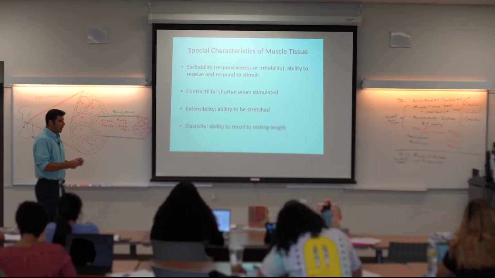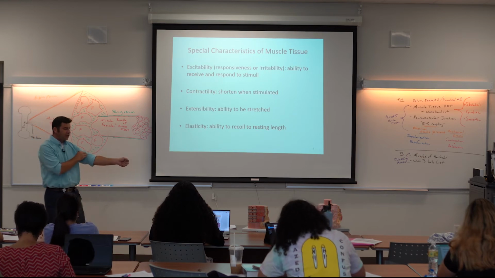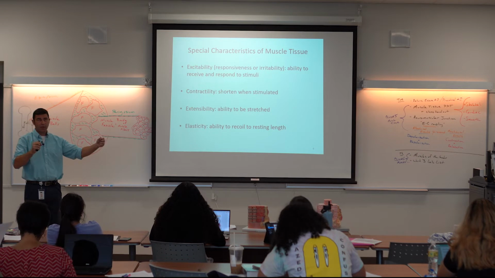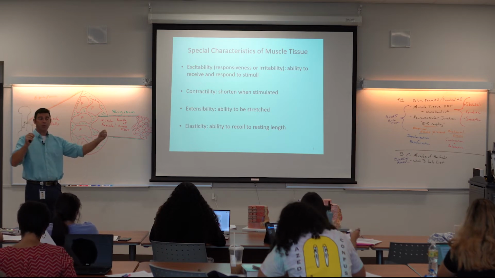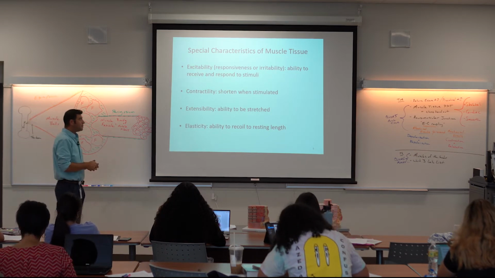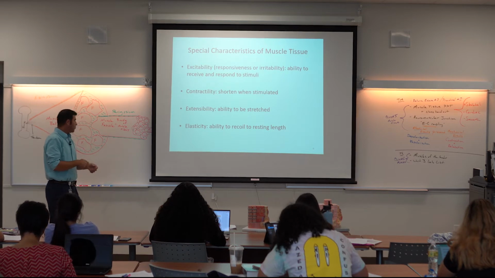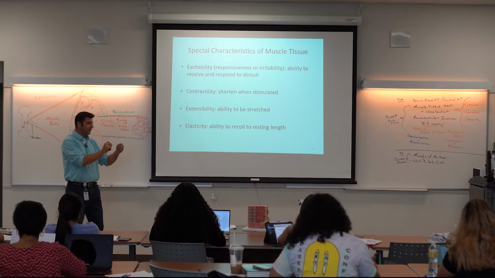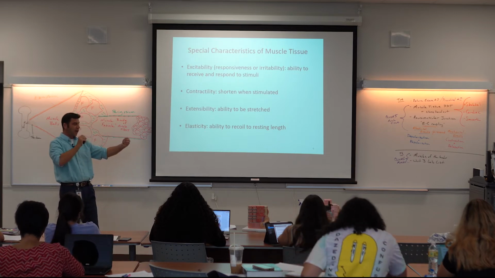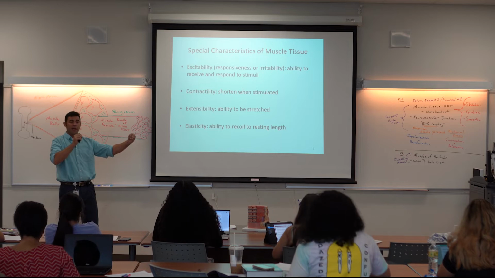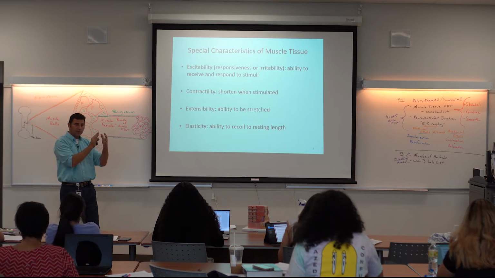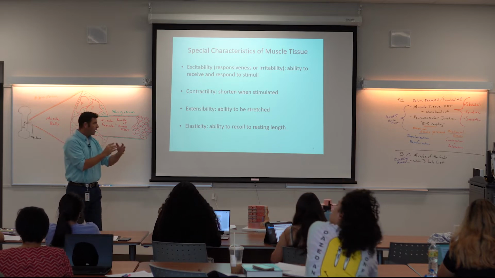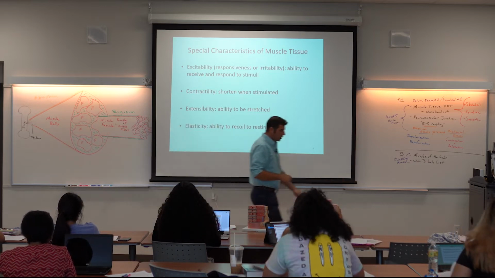Extensibility, that means you can take a muscle that is not contracted and actually stretch it out longer than it normally would be at rest. So muscles are stretchable. They have this extensibility. Now, the other thing, and we're going to draw this in a second to see where these last two characteristics come from, this extensibility, the fact that you can stretch a muscle out longer than it would normally be at rest, and then when you let that muscle go, it goes back to its original shape. That ability to recoil is what we call elasticity.